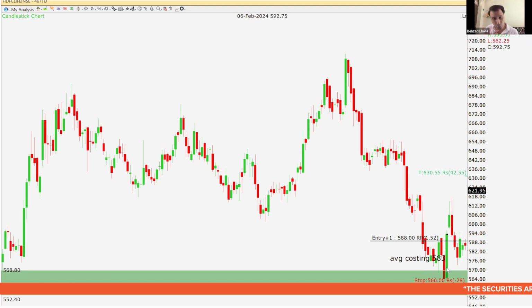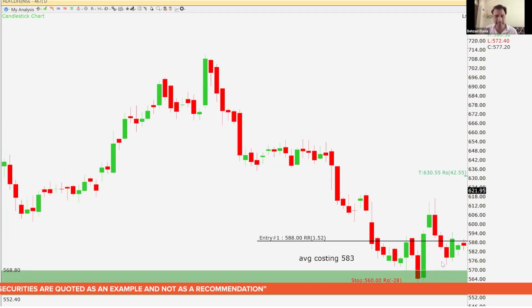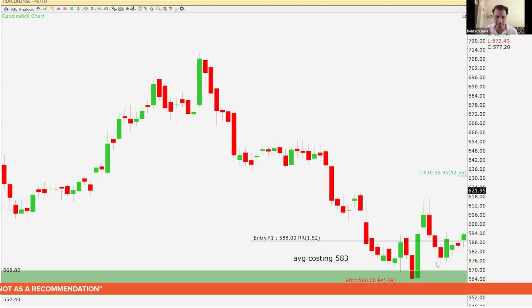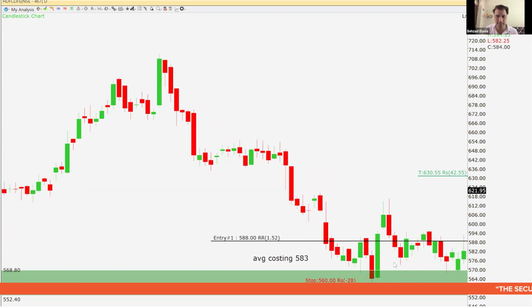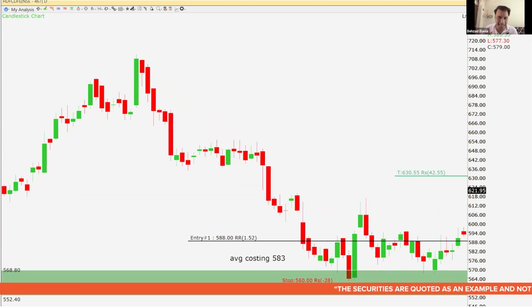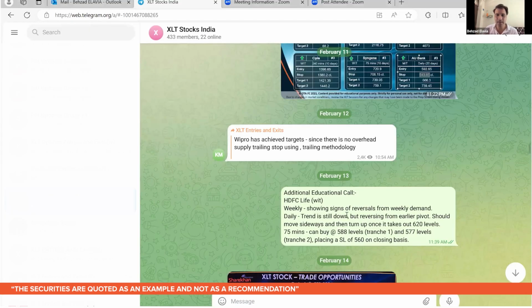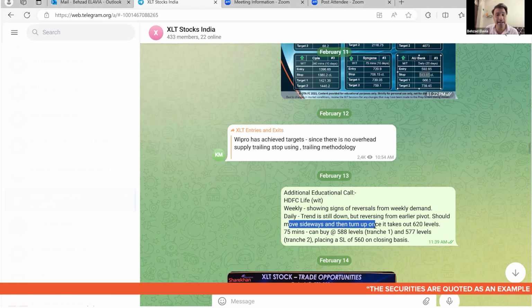Okay, so this is a good example of a pivot, a strong pivot, or a 50% average costing pivot over here, and then it is expected to rally higher, higher, and higher like this, slowly and steadily, moving sideways. So I've written over here that the trend is down, but reversing from the earlier pivot, it should move sideways and then turn up.